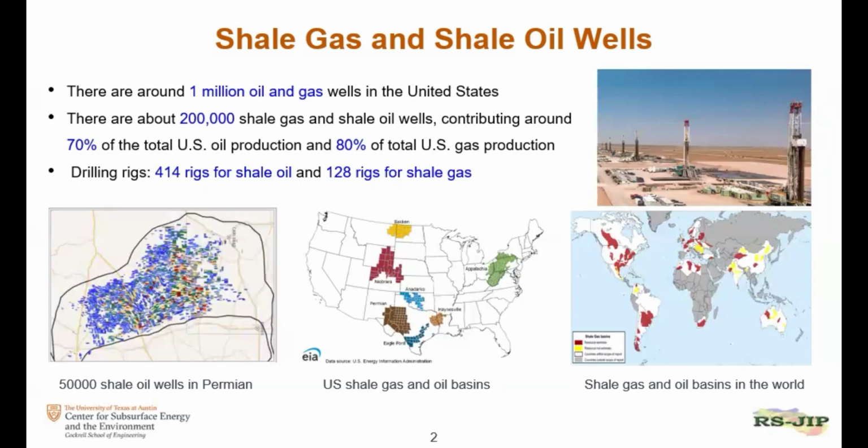Regarding the drilling rigs, there's also a lot of these for the unconventional reservoirs. For shale oil reservoirs, for example, the Eagle Ford, Bakken, in total there are more than 400 drilling rigs for the shale or tight oil reservoirs. For the shale gas reservoirs, mainly they are distributed around the Haynesville and also the Marcellus, which is more than 100 rigs for the shale gas. So we see a big contribution from these unconventional reservoirs.